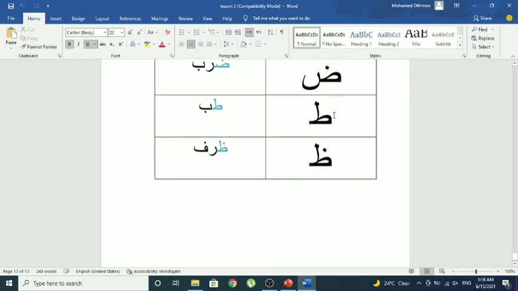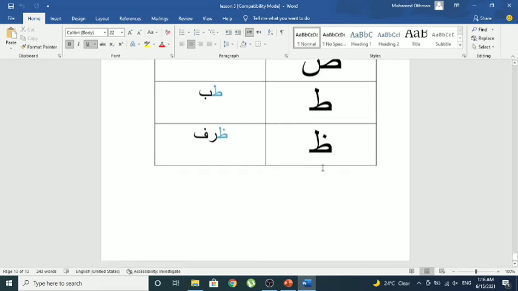Then Ta. It is like a hard T in English. Our example is Tib. Then the last one is Va. You make your tongue out of your mouth. Our example is Varf.